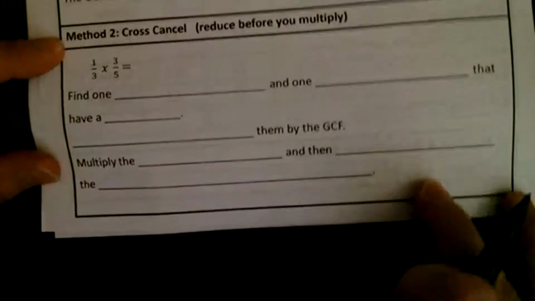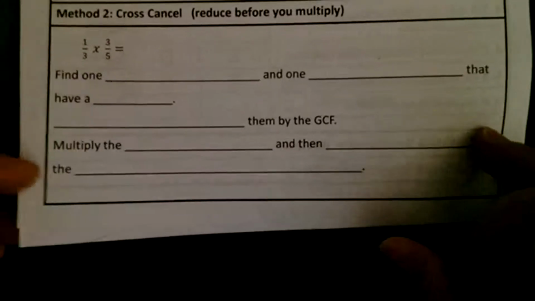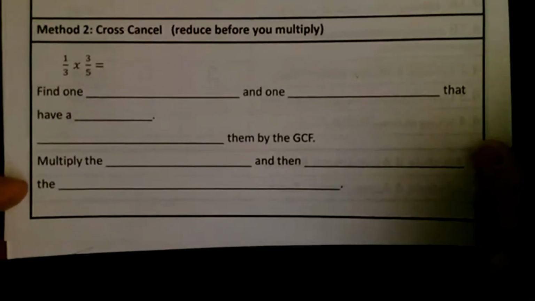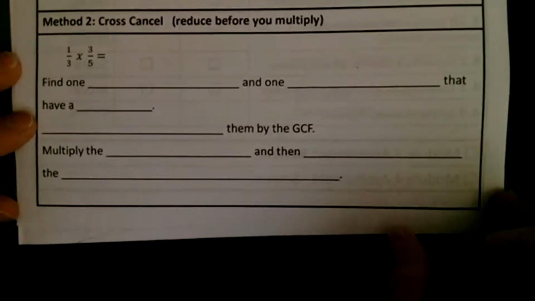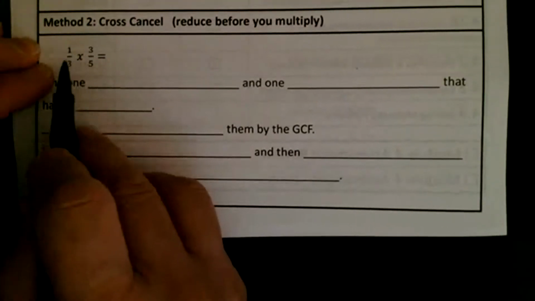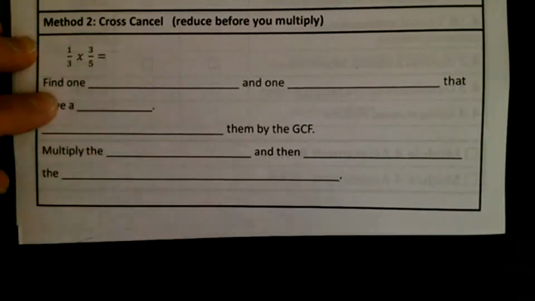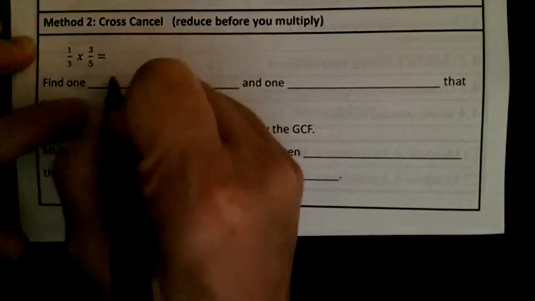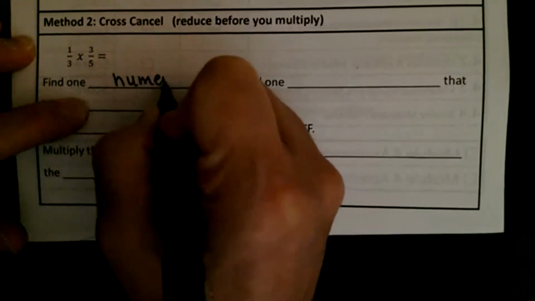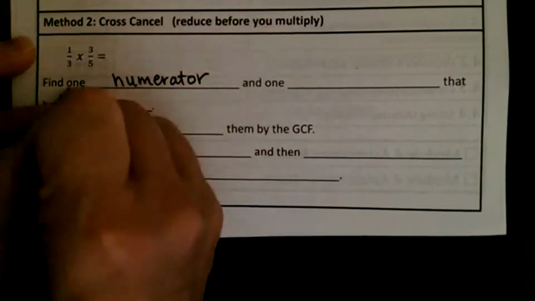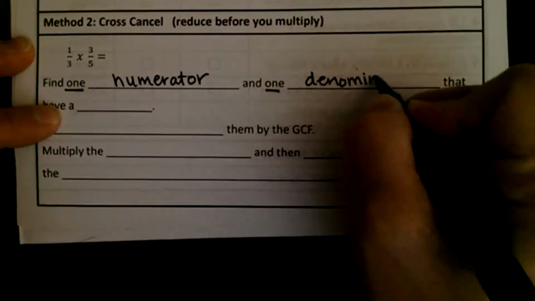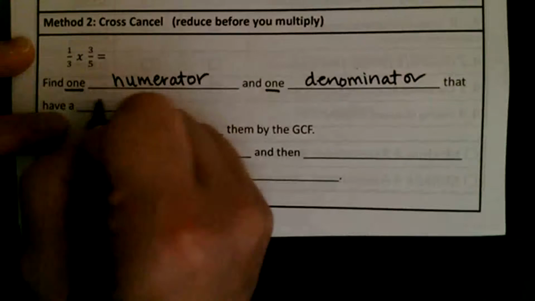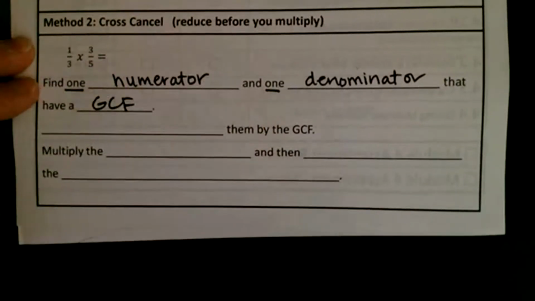You can also do it before, and that's called cross-canceling. And eventually, if you do it this way, this is actually easier if you learn how to do it, okay? So let's take a look at this. Here's what we have, again, 1/3 times 3/5. But before we multiply, we're going to find one numerator and one denominator that have a greatest common factor.